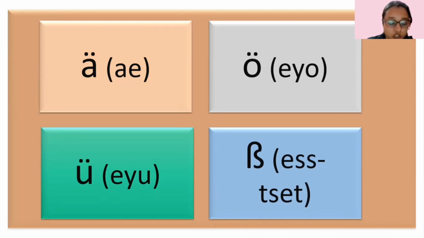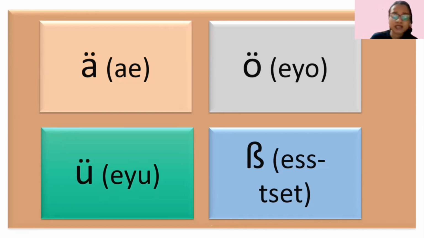Now, what are the pronunciations? A umlaut will be eh. O umlaut will be ew. U umlaut will be ew. And the last one is Eszett. So let's repeat once again. A umlaut, O umlaut, U umlaut, Eszett. A umlaut, O umlaut, U umlaut, Eszett.